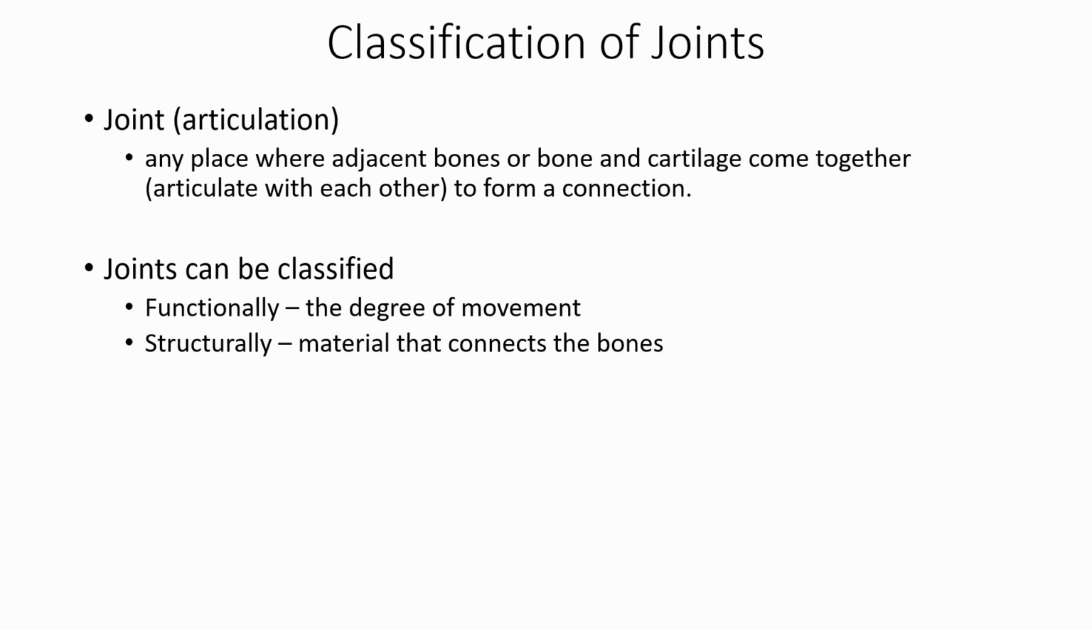So if we are classifying joints based on the functionality, then we're talking about how much movement does that joint allow for. But if we're talking about what material connects the bones, that's going to be a structural classification. So two different ways that we can classify the joints. How much movement do they give us, or what material are we using to connect those bones together?